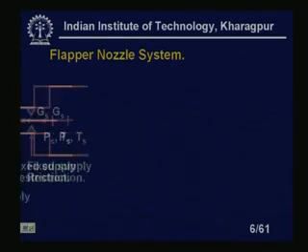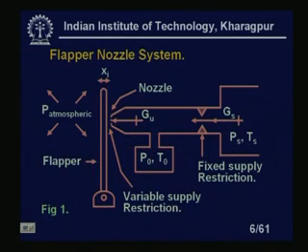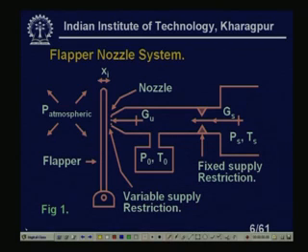Let us look at the basic flapper nozzle system. You can look at it very carefully. You see here that we have a nozzle, which is small in diameter and circular in nature. There is a nozzle and this is a flapper which moves in these directions, as you can see it is written. So, it moves in this direction.